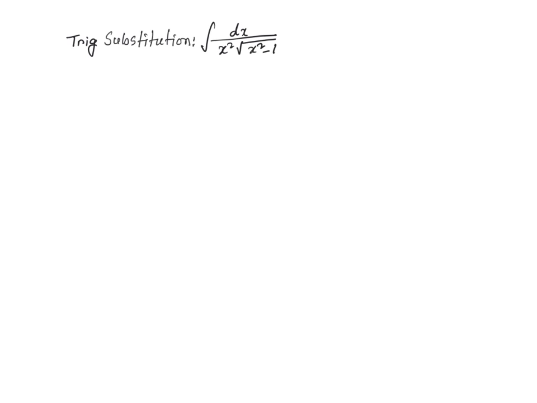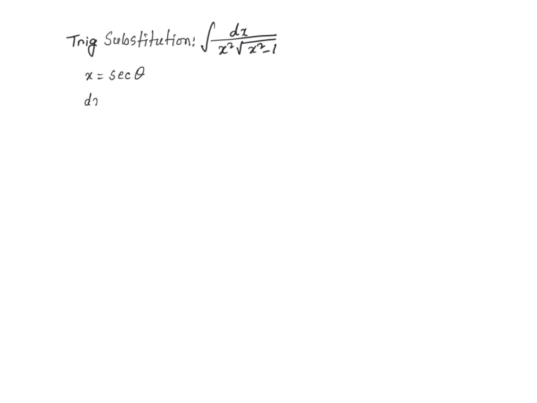In this video, I am going to use trig substitution to integrate dx over x squared times square root of x squared minus 1. The substitution that I am going to use is x is equal to secant of theta.